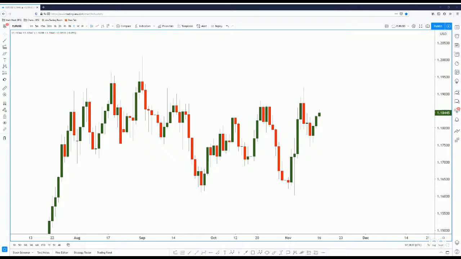The euro dollar. Right, so for euro dollar, I just see a very interesting configuration and I just want to point it out to you guys. What I have is euro dollar on the daily. We see that price actually made a strong push up. Okay, it made a pullback and is coming back up.